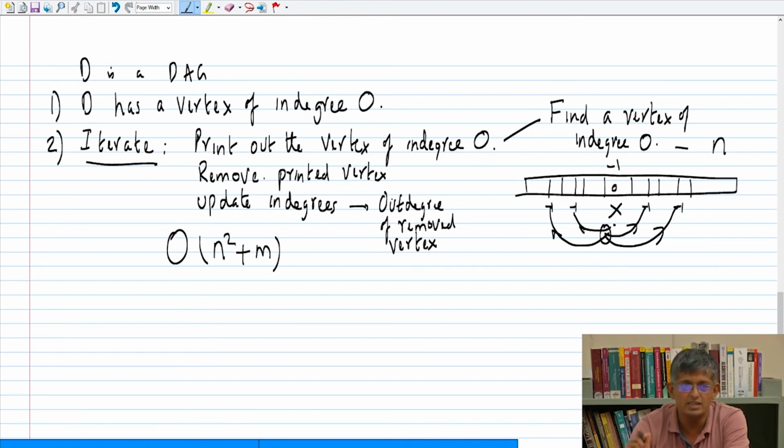So when you remove an edge, you will remove an edge only once. Therefore, the total number of times you will remove edges is only the total number of edges. So it's n square plus m.